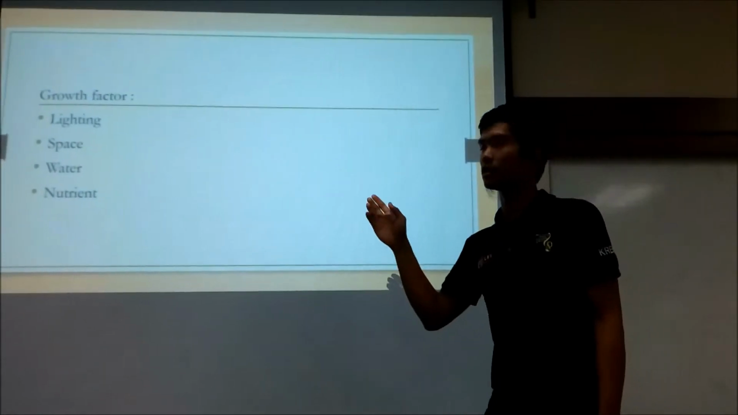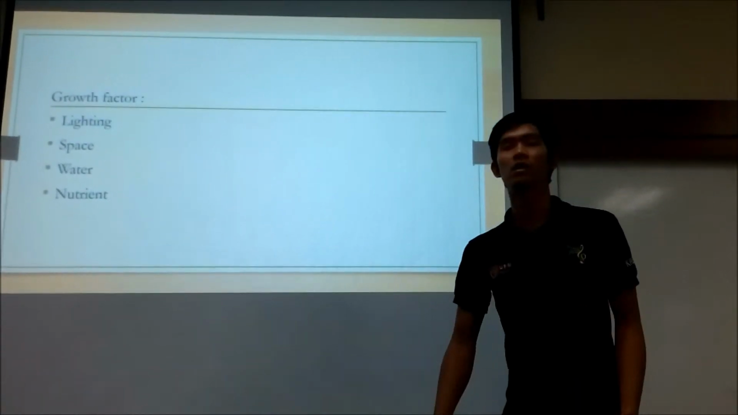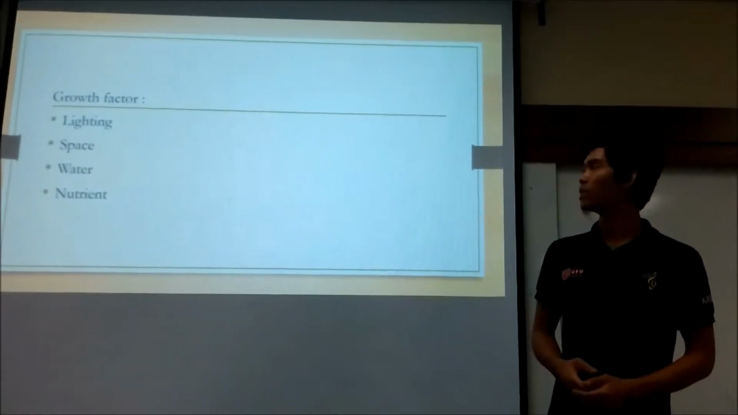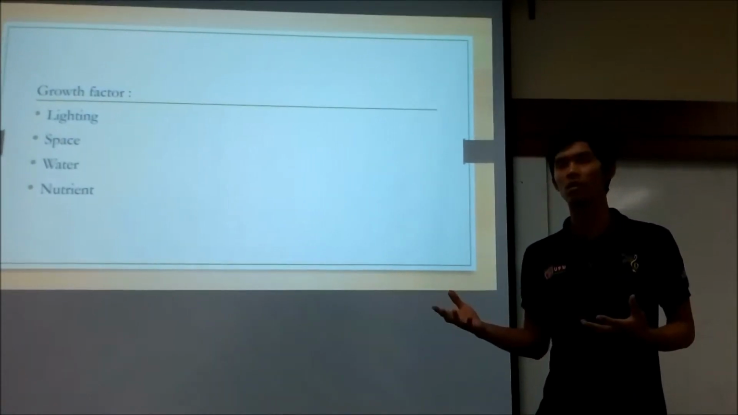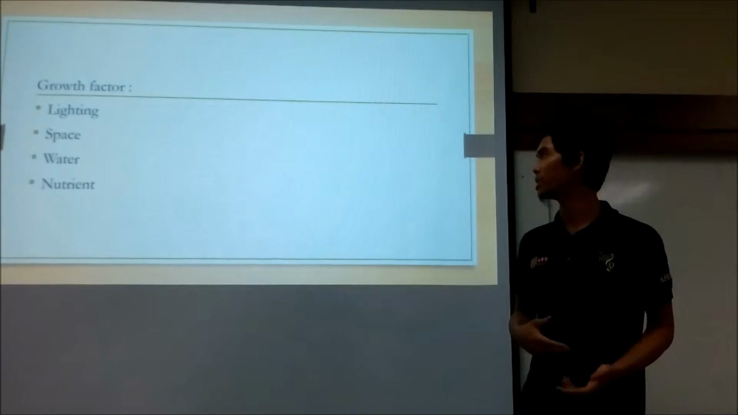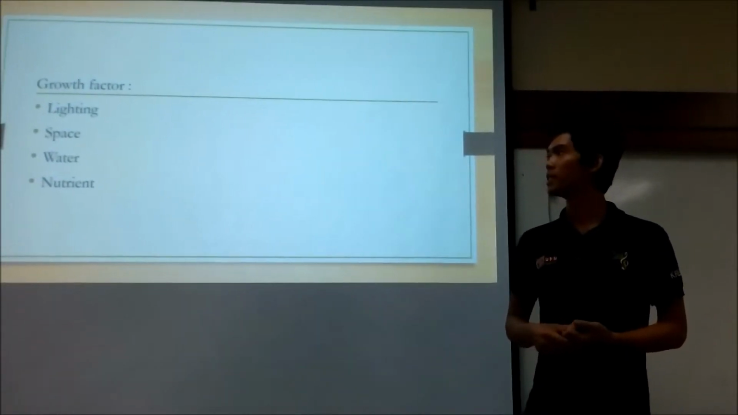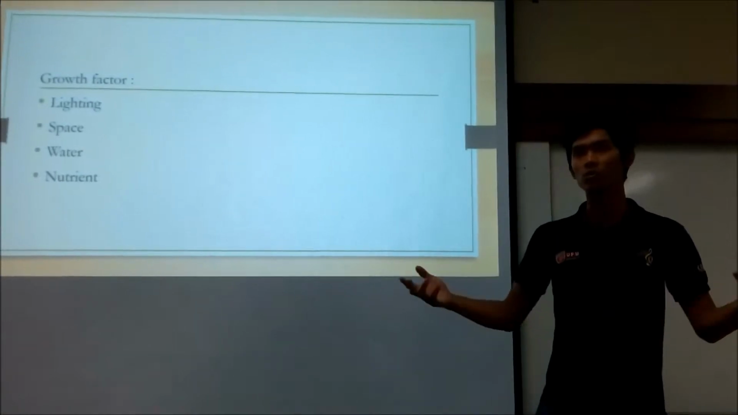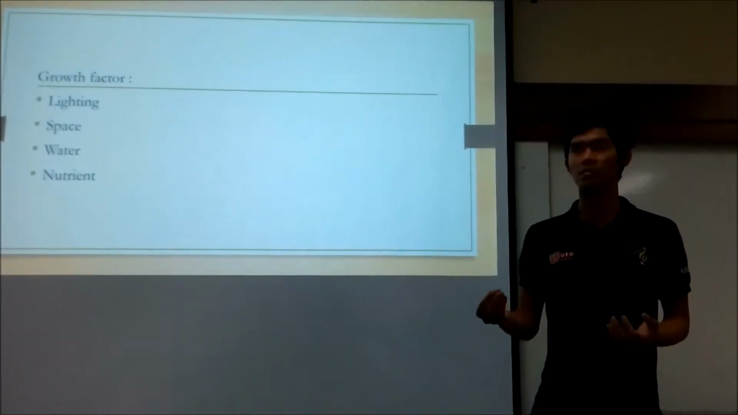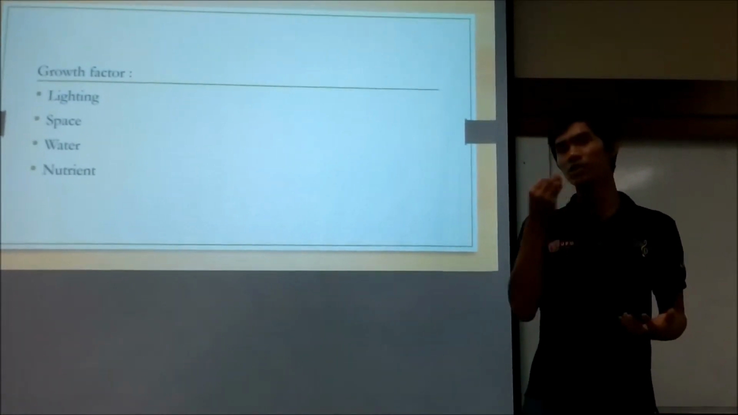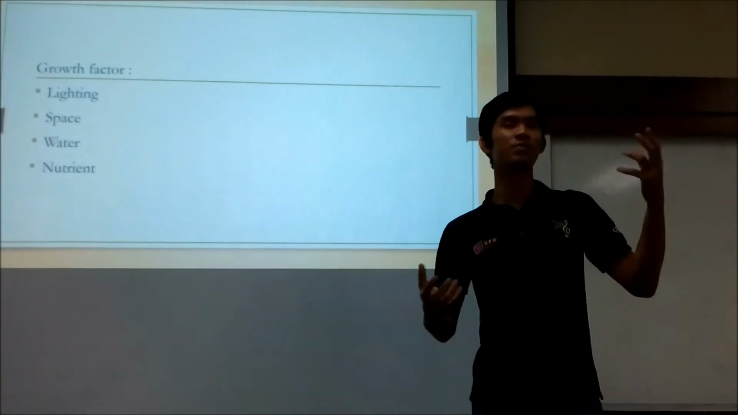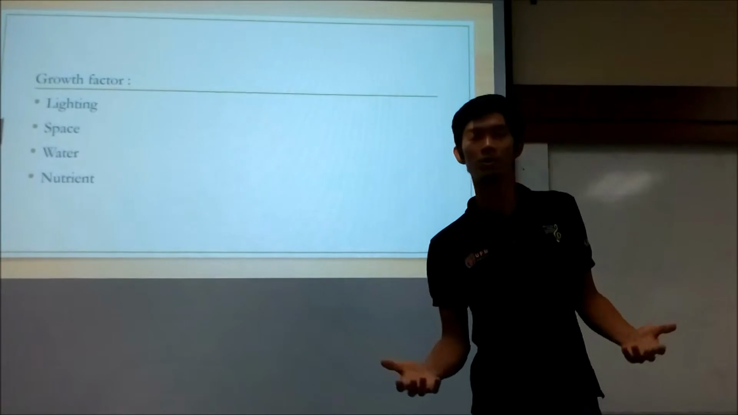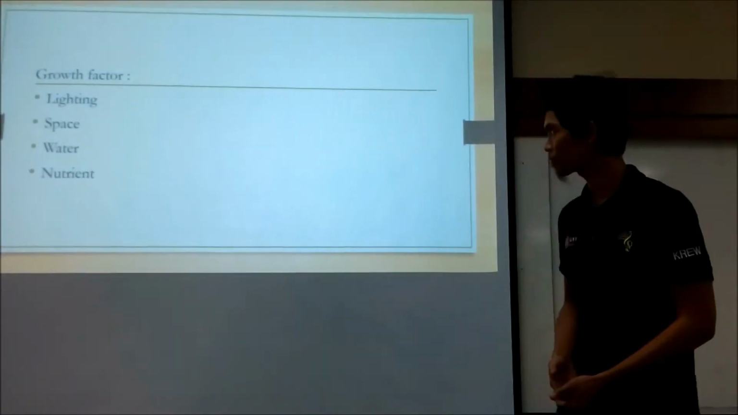These are growth factors for animals or plants or other things, such as lighting, space, water, and nutrients. It is the same with us. We want some delicious food. We want some vegetables. We want to have a house to live in.